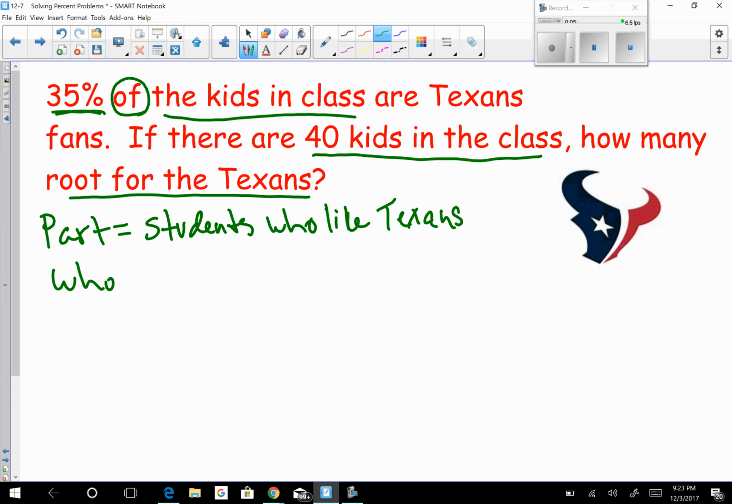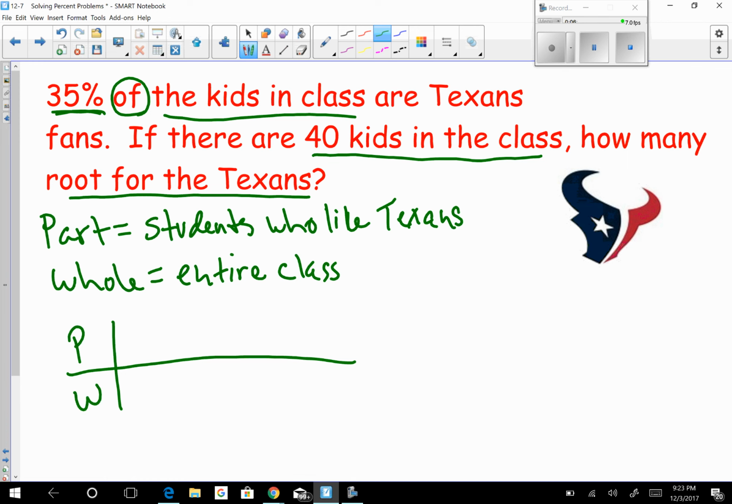Your whole is the entire class. Okay, so we'll set up our ratio table. Part, whole, and then you have your percent over 100. So what's the percent? 35. So 35 goes right there. Your percent is always matched with that 100. Okay, always, always, always. Percent sign 100, percent sign 100. Always goes together. So part is the students who like the Texans.